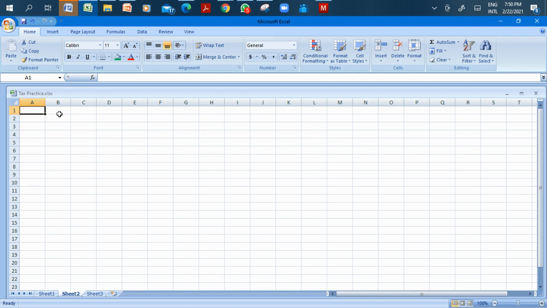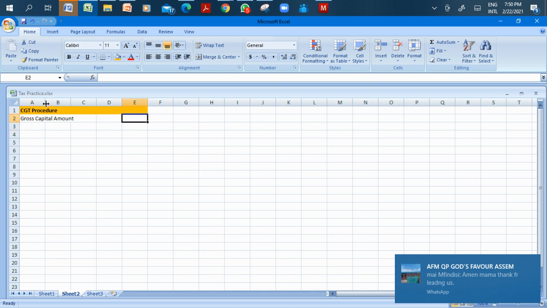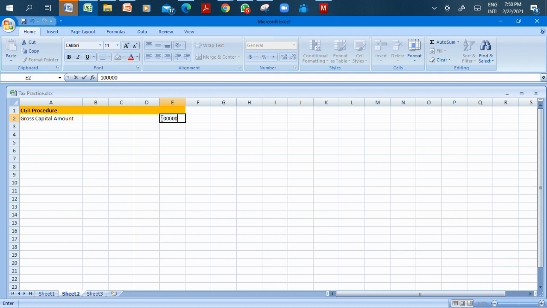So when you are given a question or a scenario, now we are talking about the CGT procedure. This procedure is followed for each and every asset. You don't mix assets. You don't aggregate, you disaggregate them. Okay, so the procedure goes like this. When you are given a question on CGT, you start with the gross capital amount. In its basic form, the gross capital amount is just the selling price. If you sell your building at 100,000, then the 100,000 is the gross capital amount. If you sell it at 20,000, then the 20,000 is the gross capital amount. In this case, let's just put these X's to represent any amount.